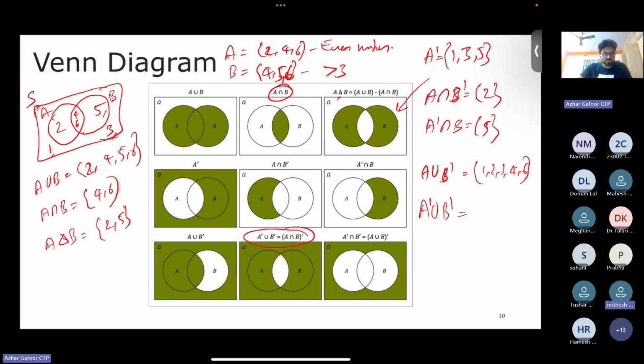Sir, we can take odd numbers, no, sir? What? In this Venn diagram, we can take odd numbers, no, sir? I can't hear you. Can you please talk louder? Sir, we can apply the odd numbers, no, sir, in this Venn diagram?